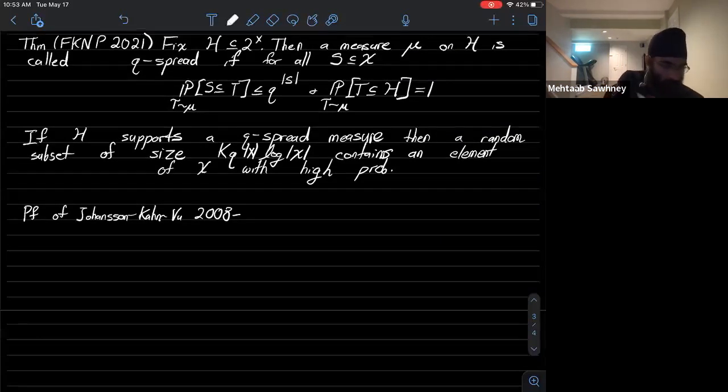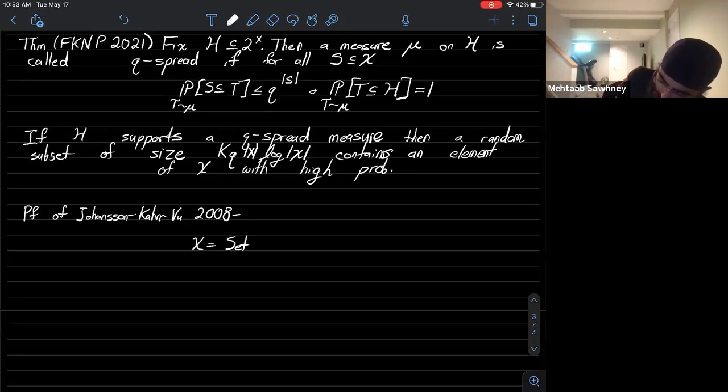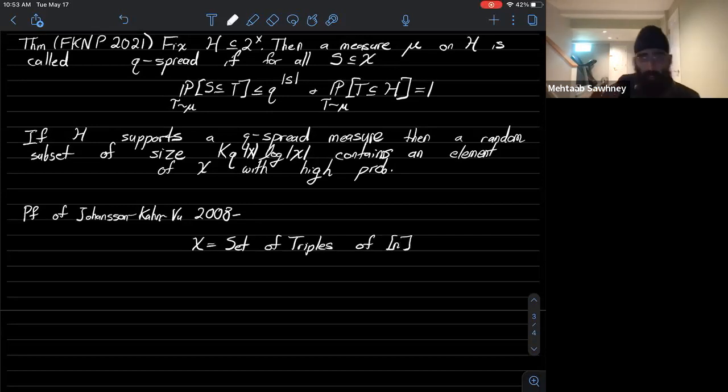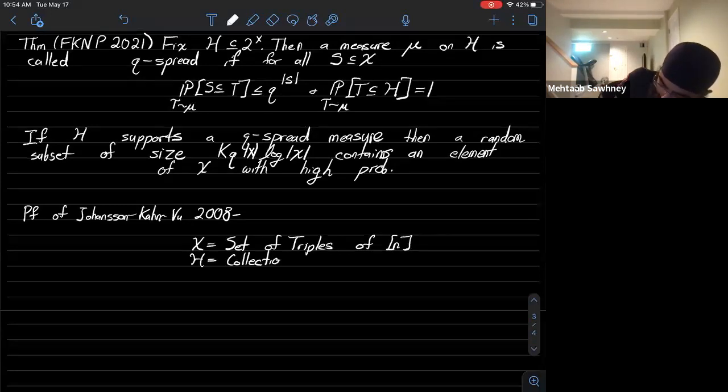So first we need to define our ground set X. So X is just going to be the set of triples of N. And so now we need to define our hypergraph. Well, we want to contain an element of our hypergraph, and we want to contain a triangle factor. So H is just going to be the collection of triangle factors.